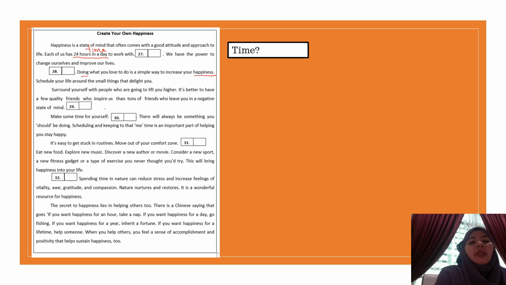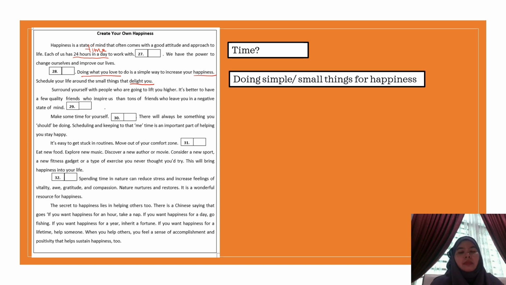Schedule your life around the small things that delight you. Okay, just now we discussed the word delight. What is the key word for paragraph 2? Yes, the key words are doing simple or small things for happiness. Okay, next, paragraph 3.